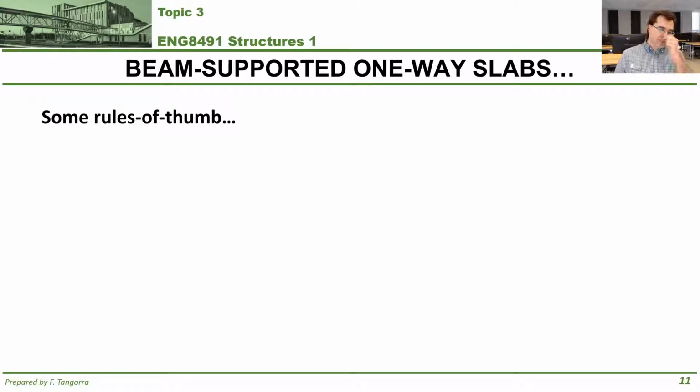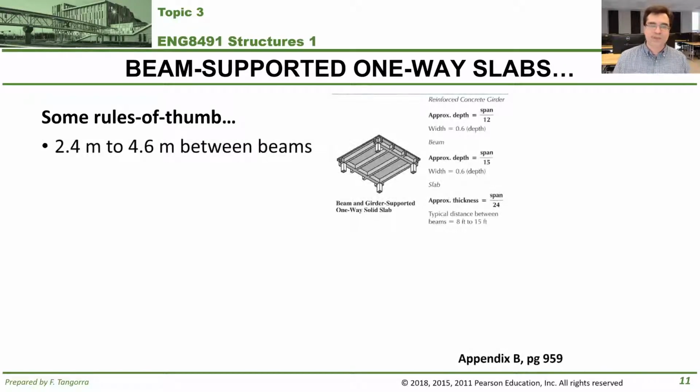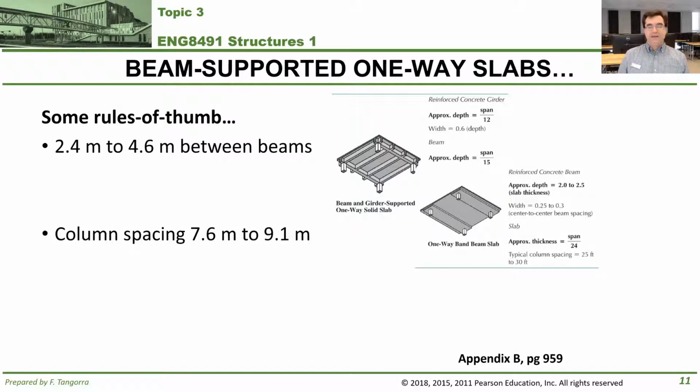Now, some rules of thumb related to beam-supported one-way slabs. I took these straight out of your textbook. When you have a beam and girder supported one-way slab, like what you see here from Appendix B, page 959, typically the biggest span between beams for this kind of setup is between 2.4 and 4.6 meters. And what I mean by span of the beam is the distance between the beam members that are being supported on those girders, okay?